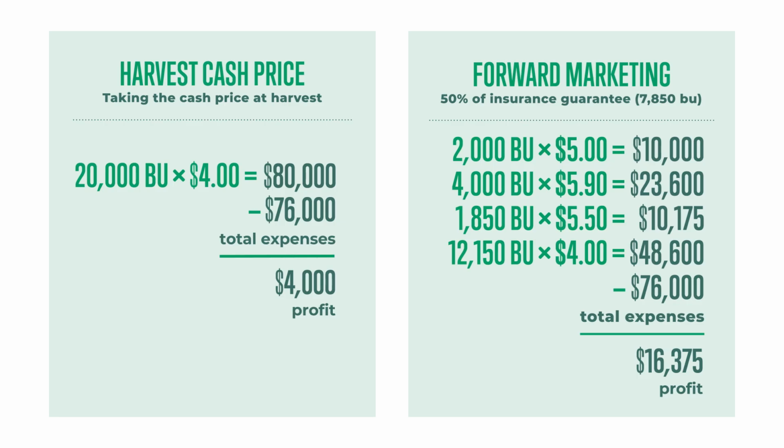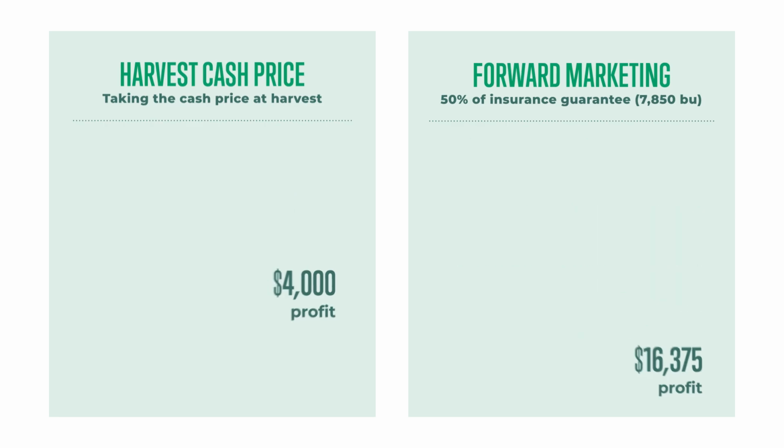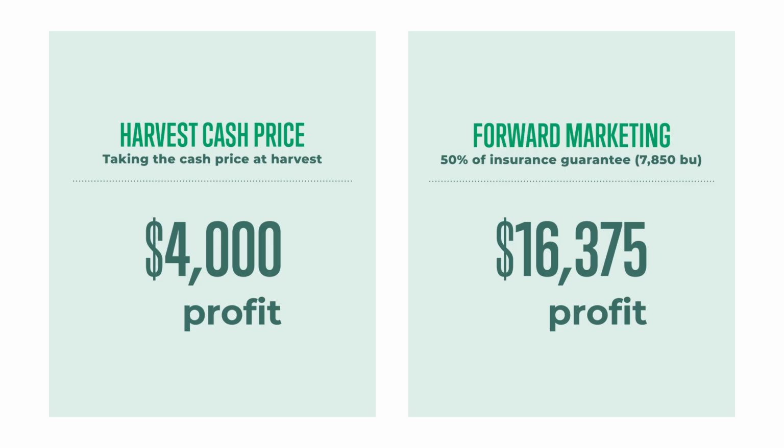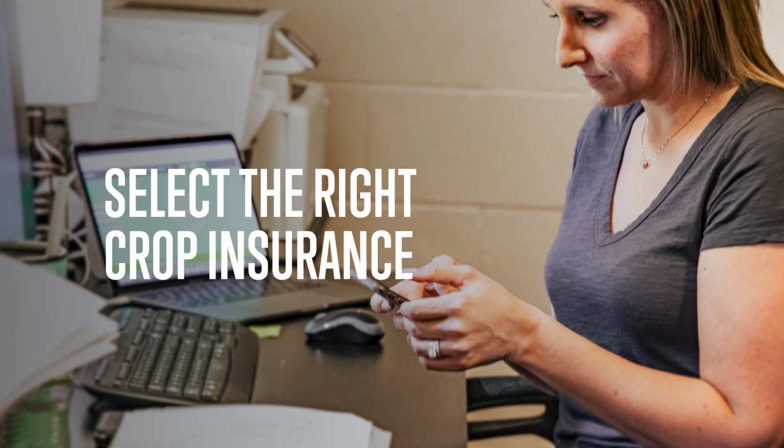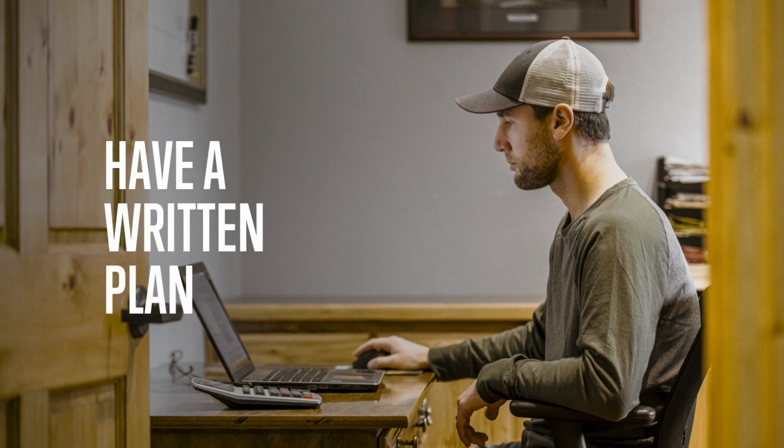Of course, there are other factors to consider, like how your actual costs compare to your projected costs, and contracts with specific grain buyers. However, this example gives you an idea of how knowing your cost of production, selecting the right insurance coverage, and having a written plan can help you plan for profits.